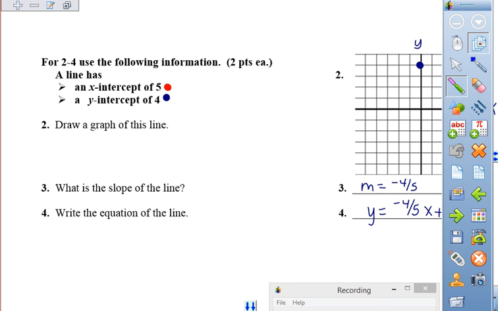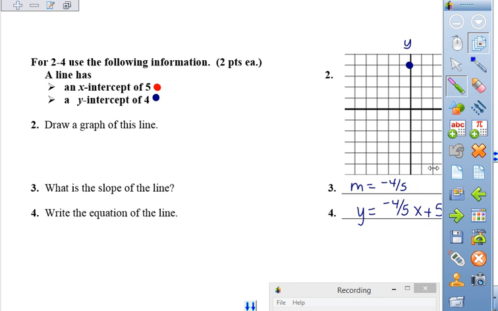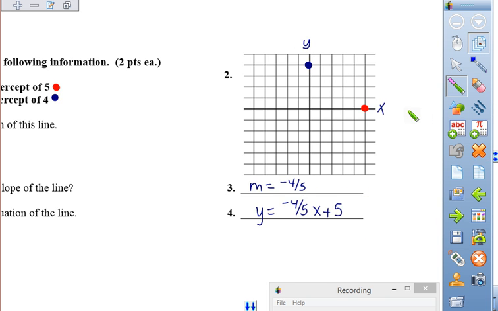Number 2, it says, use the following information. A line has an x-intercept of 5 and a y-intercept of 4. So this is my x-axis and this is my y-axis. So my x-intercept goes forward 5 and my y-intercept goes up 4. So then if I connect the dots, this is what my line would look like.